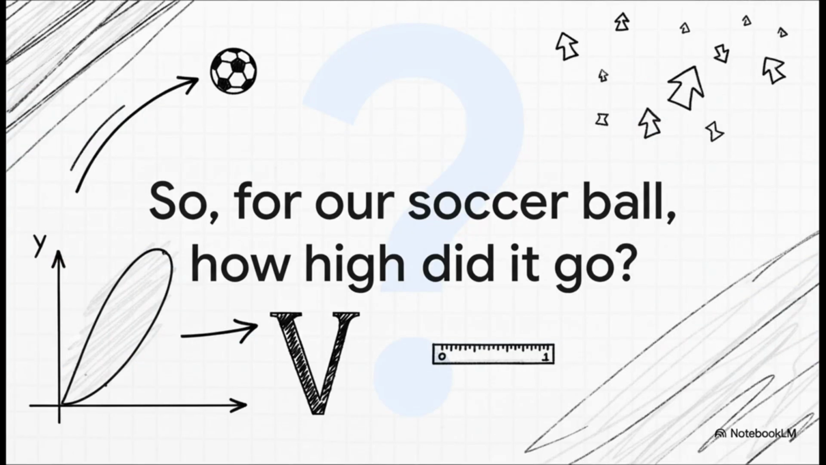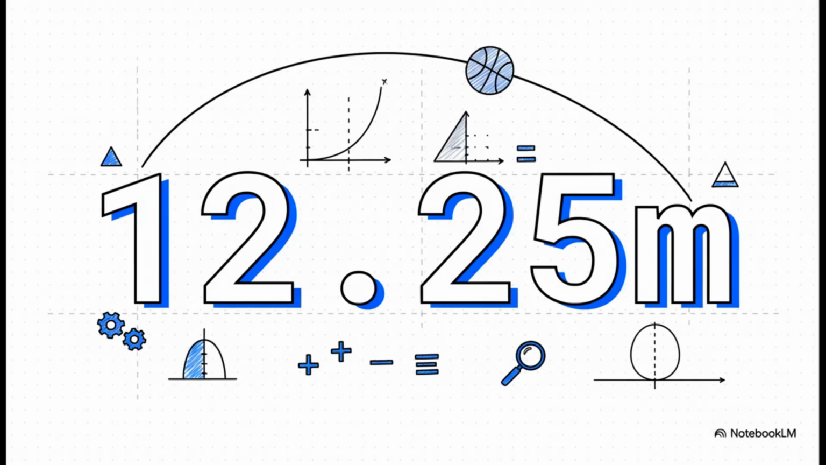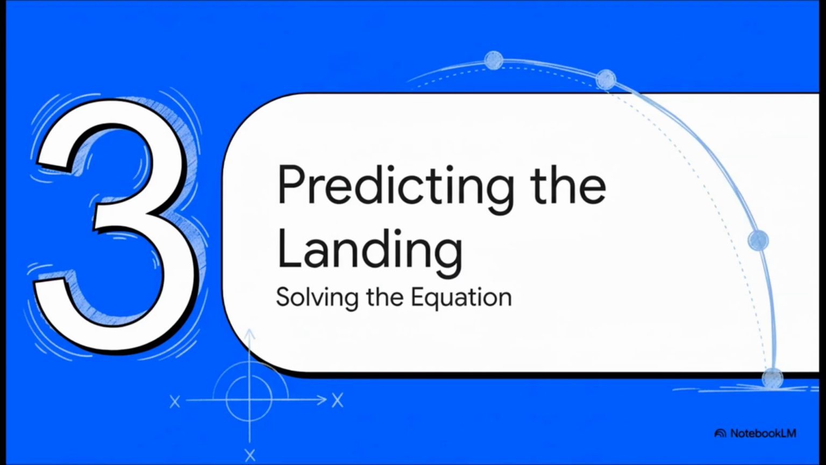All right, moment of truth. We've taken the numbers from our kick, we've plugged them into that vertex formula, so how high did it actually go? 12.25 meters. 12¼ meters? Isn't that amazing? This just perfectly shows you the power of this blueprint. We didn't need any fancy sensors or super slow-motion cameras. All we needed was a little bit of math to find the exact peak of that ball's flight. Incredible. Okay, that's awesome.